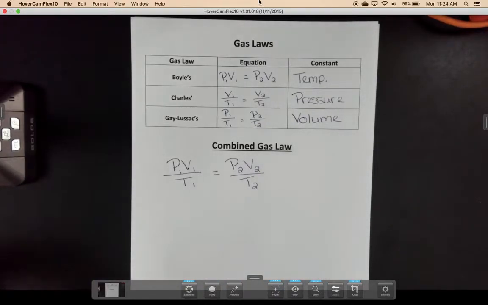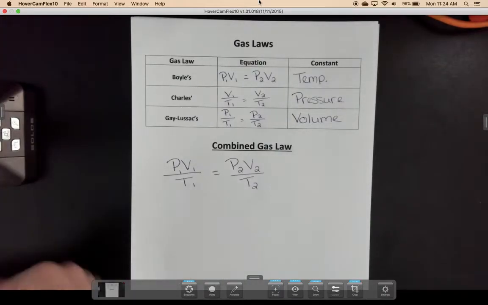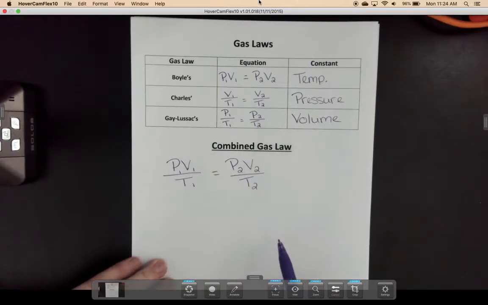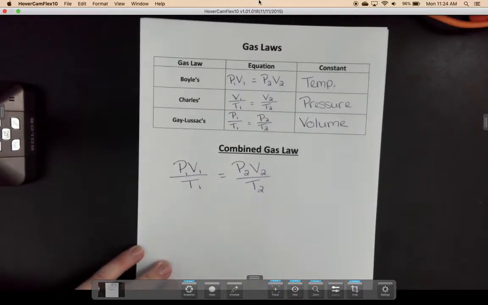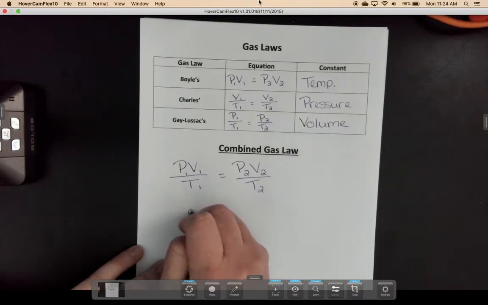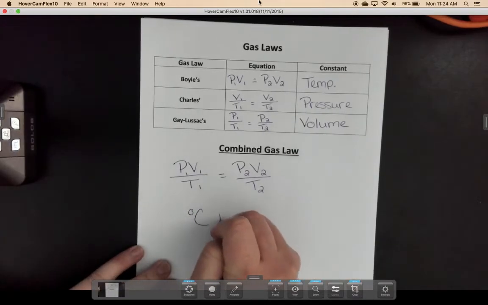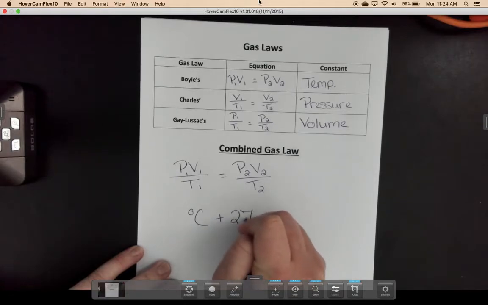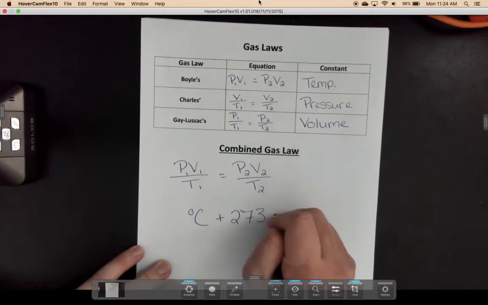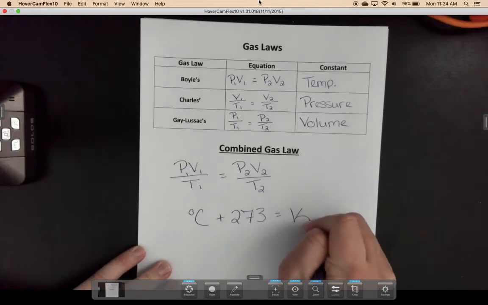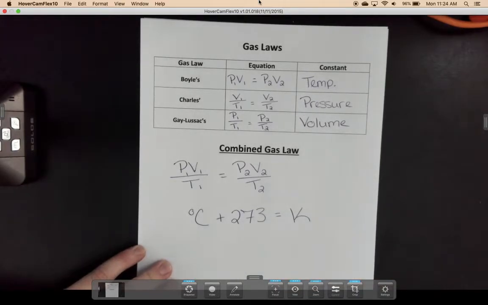Now, sometimes there's not something being held constant and we're changing all of the variables, and when that's the case, we just plug it all into this equation. Now, what I want you to remember is that temperature needs to be in Kelvin. So if it gives you temperature in degrees Celsius, we're going to add 273. Now, I know in class we were using 273.15. I want you just to use 273. Let's keep it simple here. And that equals your temperature in Kelvin.